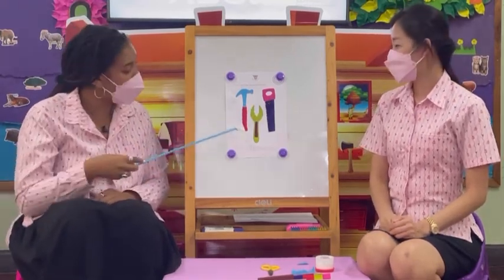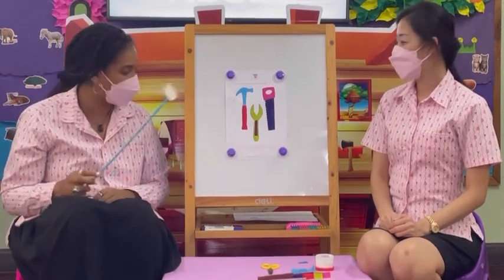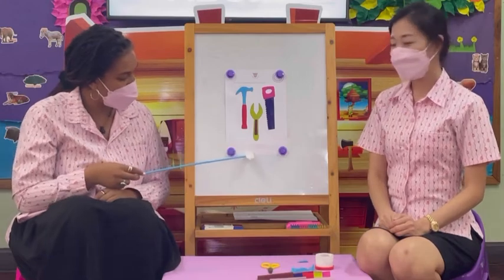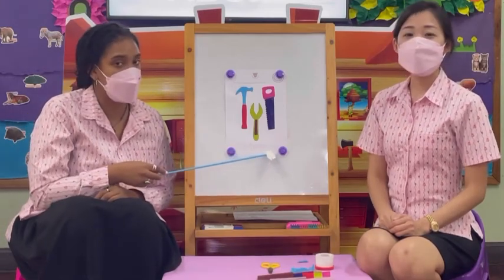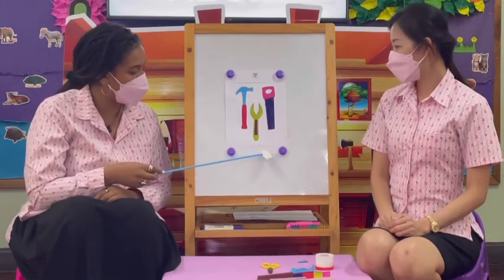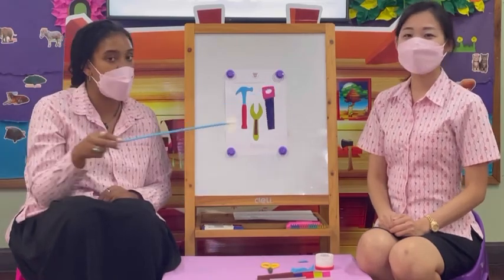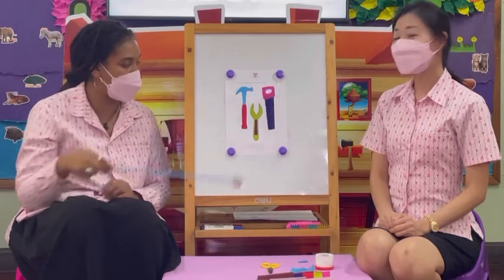Now when you've finished coloring in all your tools, what we want you to do is trace the words below. Now this says tools. So you're going to use a pencil to trace this very beautifully, and then you're going to put your number in the circle top corner.